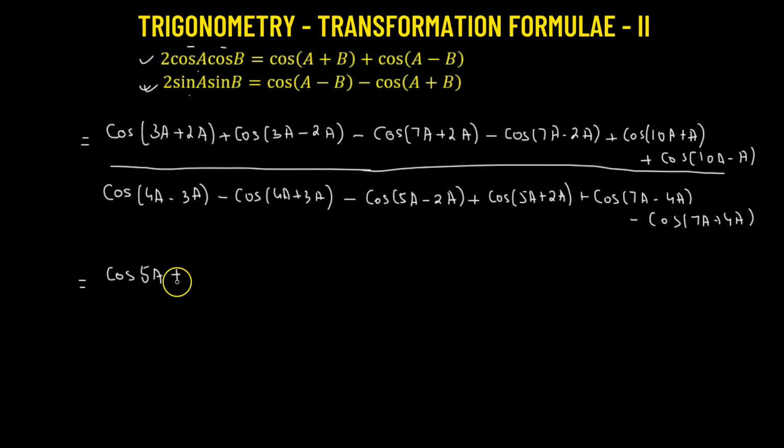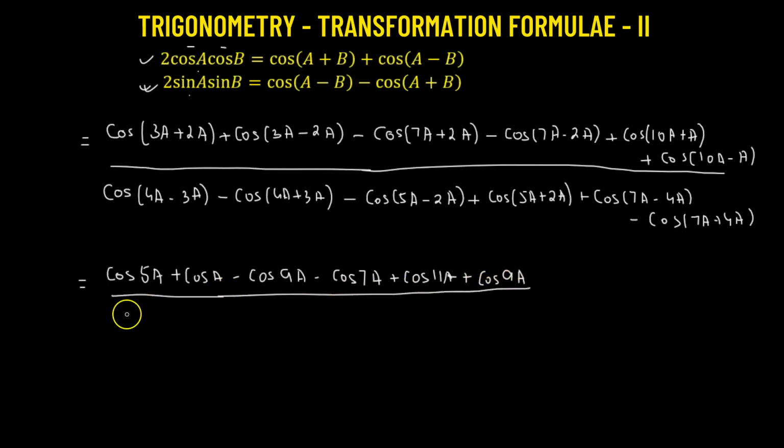So cosine of 5a plus cosine of angle 3a minus 2a is a, minus cosine of angle 7a plus 2a, so that's 9a, minus cosine of angle 7a plus cosine of angle 11a plus cosine of angle 9a, whole divided by, we have cosine of angle a minus cosine of angle 7a minus cosine of angle 3a plus cosine of angle 7a plus cosine of angle 3a minus cosine of angle 11a. Fine. You will see that a couple of terms will get cancelled out.